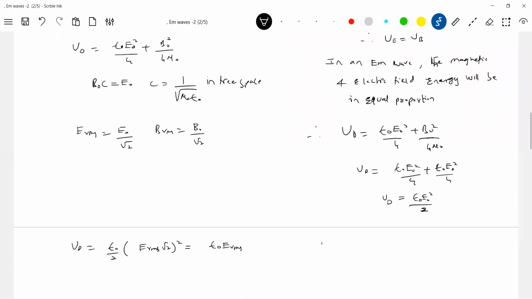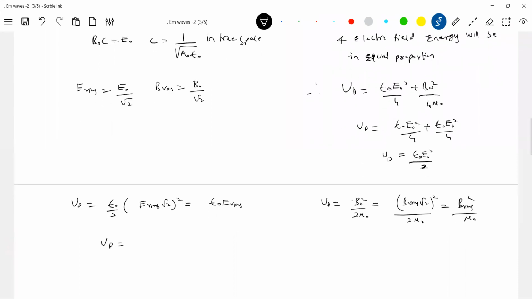Or in terms of magnetic energy density, this can also be written in another way: B naught squared by 2 mu naught. And what is B naught equal to? Either of the forms, the energy density in terms of B RMS squared. Square term missing. Okay, yeah, fine, thank you.